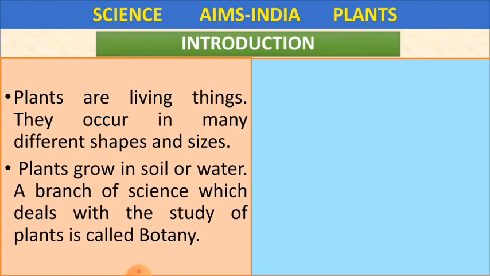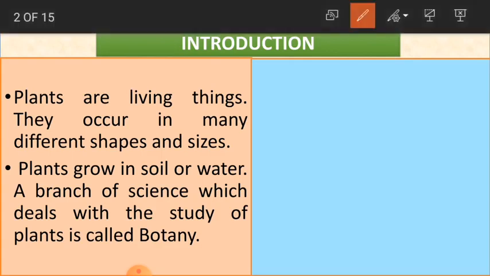You might be seeing so many plants around you, in your houses, on the roads, in the parks, so many different types of plants. You may observe that the plants grow. A small plant becomes a big plant. So why? Because it has life, it is able to grow. That is why we call them living things. Plants are living things. They occur in many different shapes and sizes.